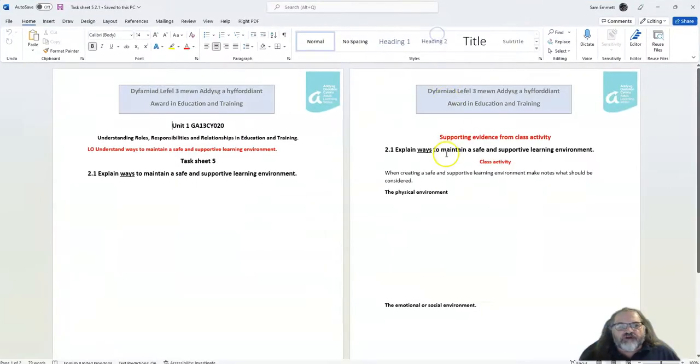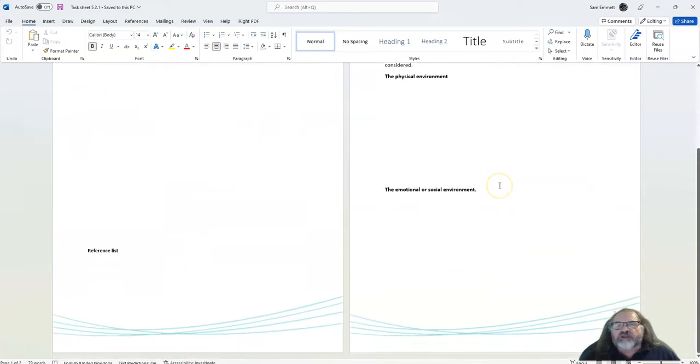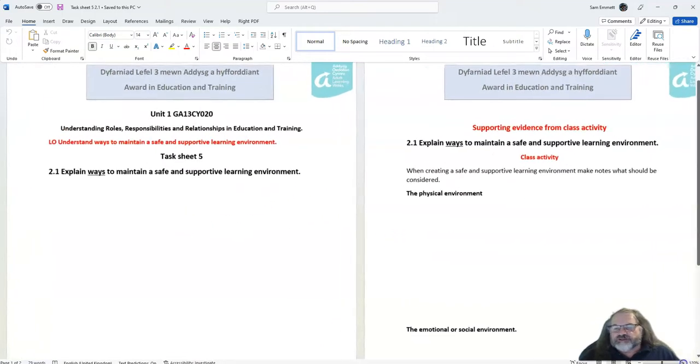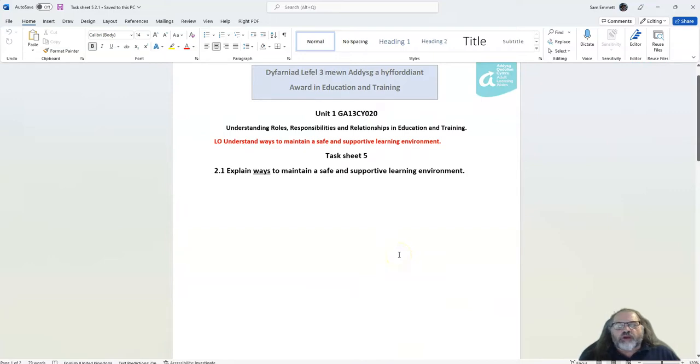And then task sheet 5. So we'll do an activity where we look at the classroom environment, physical and the emotional and social environment, and make some notes on that in session. And then the task sheet will be to explain ways to maintain a safe and supportive environment. So it's not what is a safe and supportive learning environment, it's ways that we can maintain this, or what would we do as a tutor or as a class.